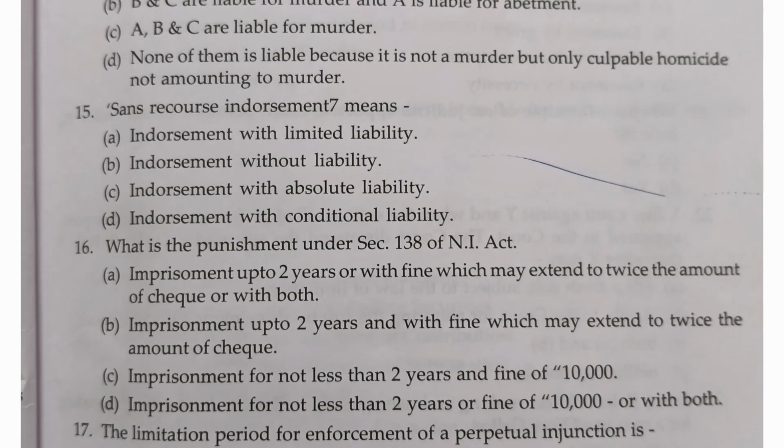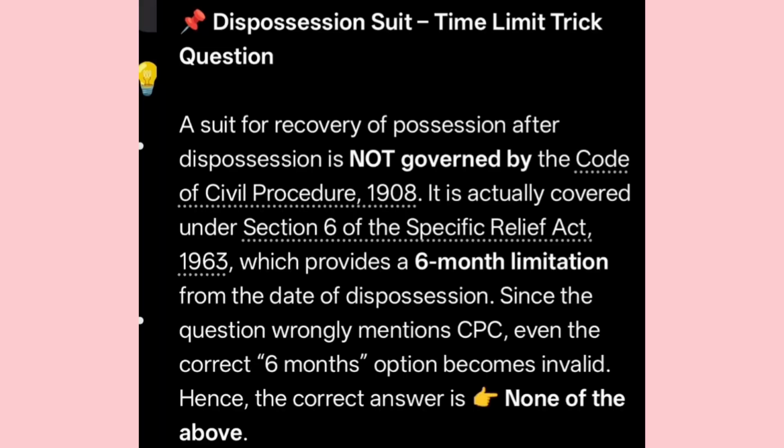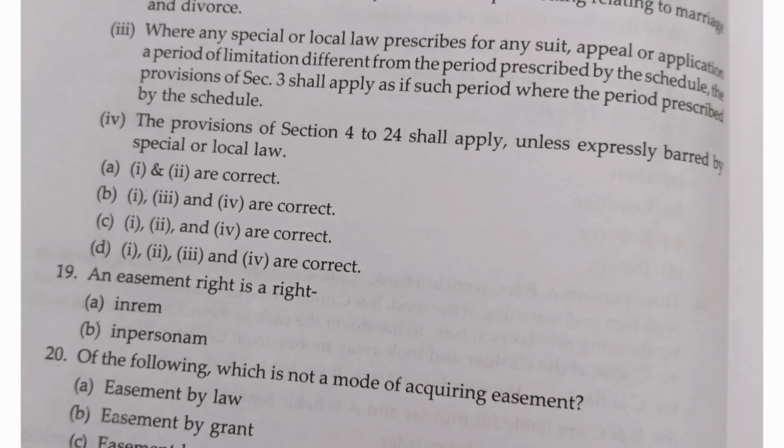12. What is the time limit to institute a suit for recovery of the property on the basis of dispossession under the provisions of CPC when the plaintiff was dispossessed of a house by the defendant? The answer is, in a suit for recovery of possession, there is no provision under CPC, but Section 6 of Specific Relief Act deals with it. As per that section, 6 months from the date of dispossession is the limit.